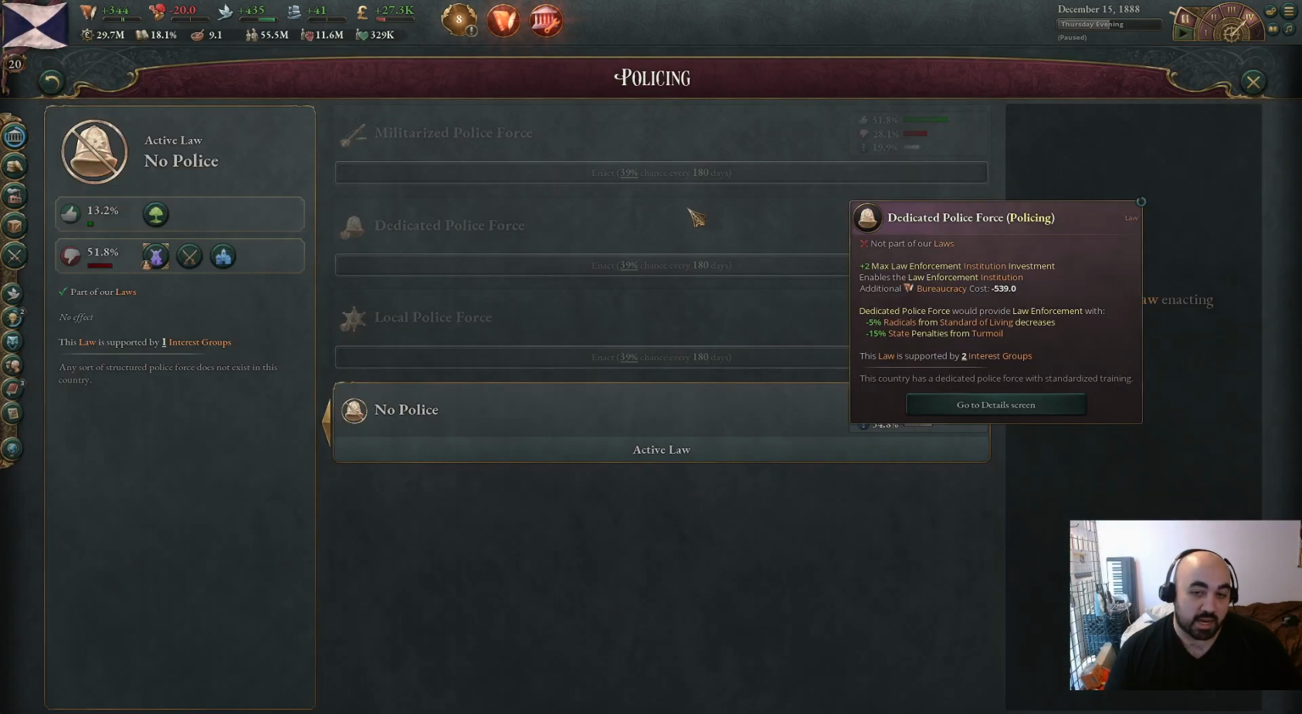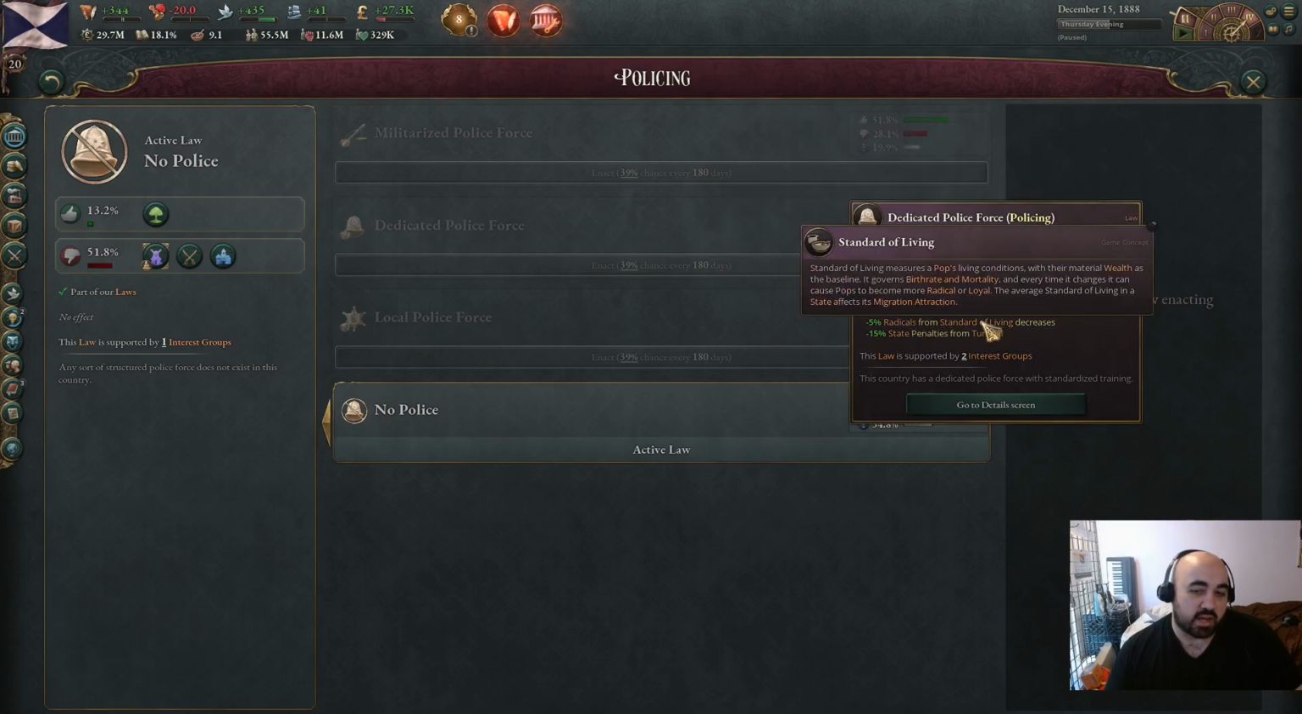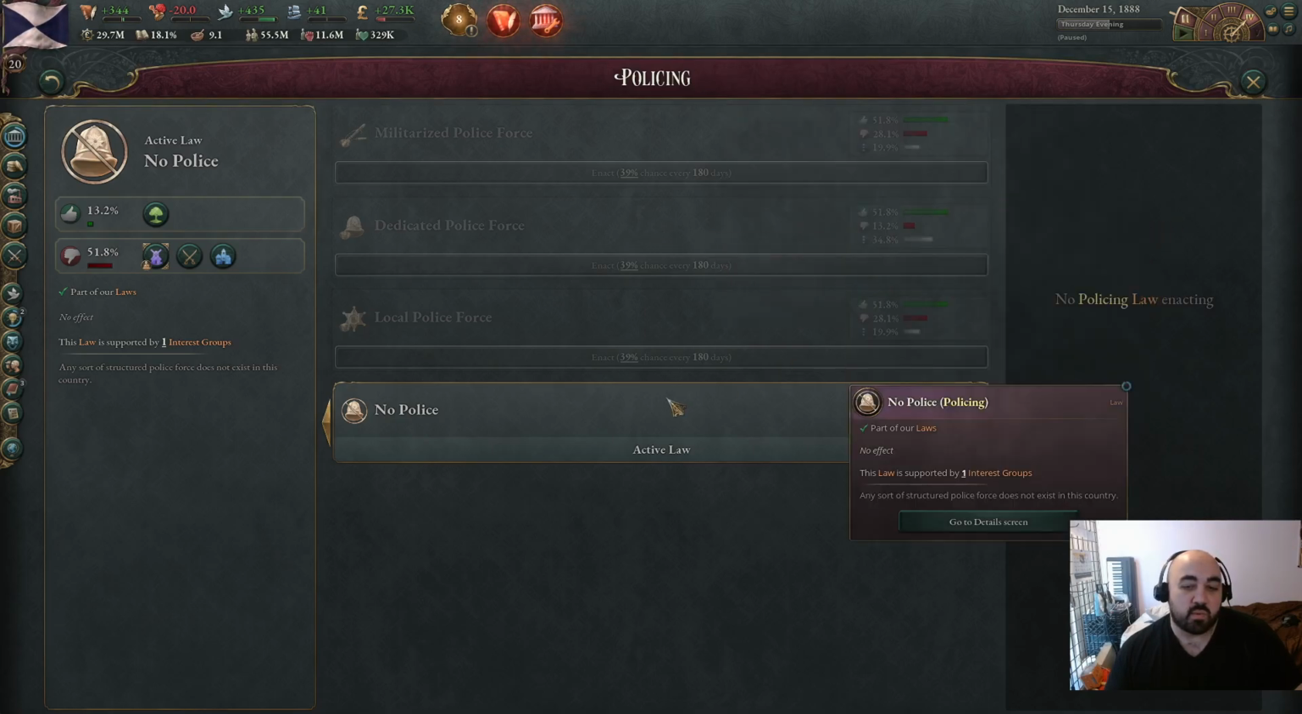Often just passing dedicated police force and leaving it on level 1, and just passing this whenever it's convenient, will be decent. Decrease radicals from standard of living decreases is not a nothing burger of a modifier, but if you want to stay on no police for a really long time, and you are situationally not conquering a lot of states that in particular you can incorporate in 5 years, no police is okay.